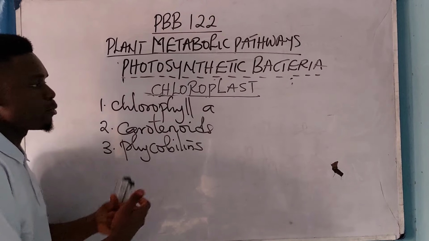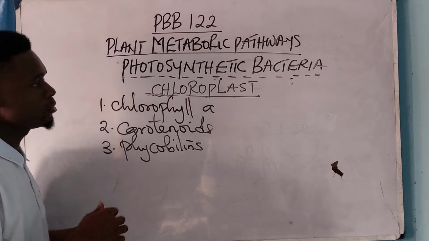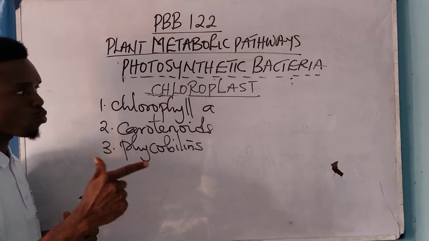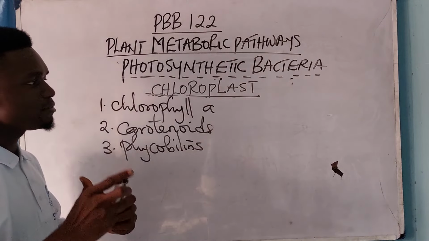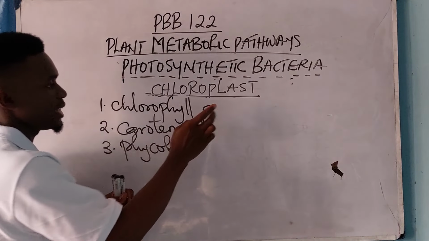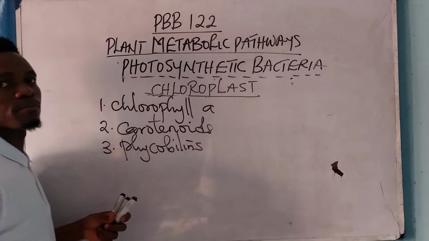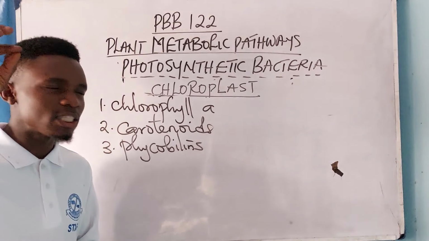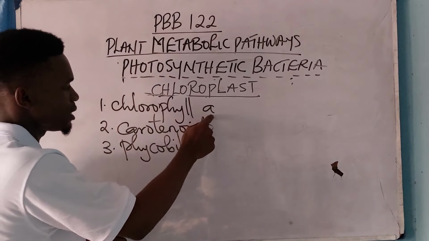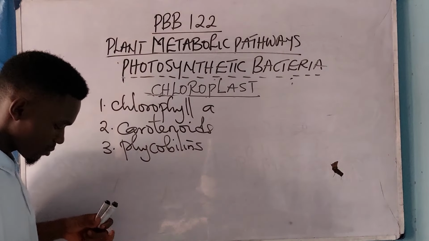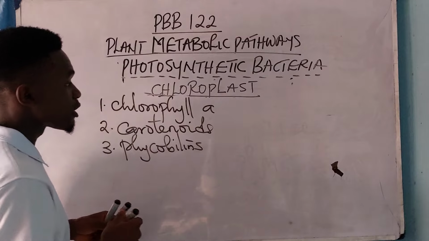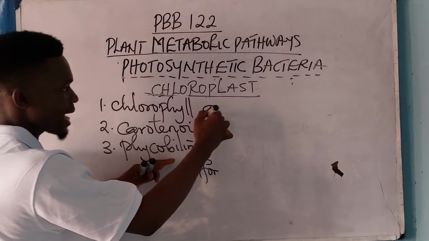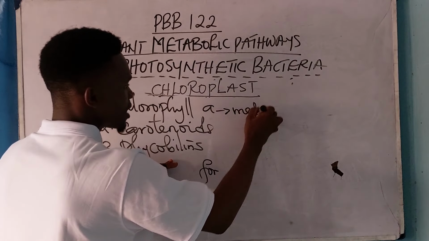I've explained that chlorophyll A is the most important type of chlorophyll, and chlorophyll A and B occur in the ratio of 2 to 1. But there are differences between chlorophyll A and B. Take note of that. Chlorophyll A has a methyl group.